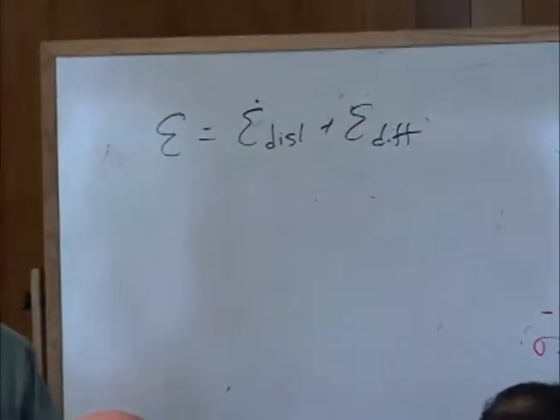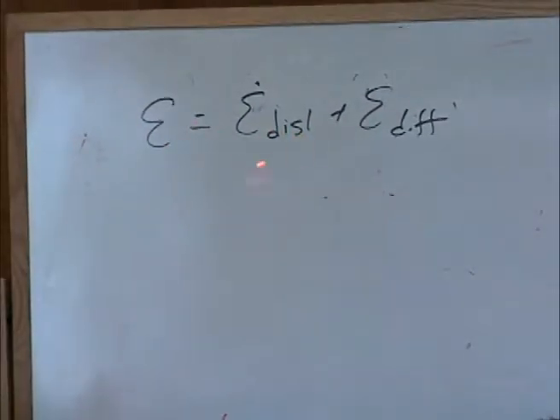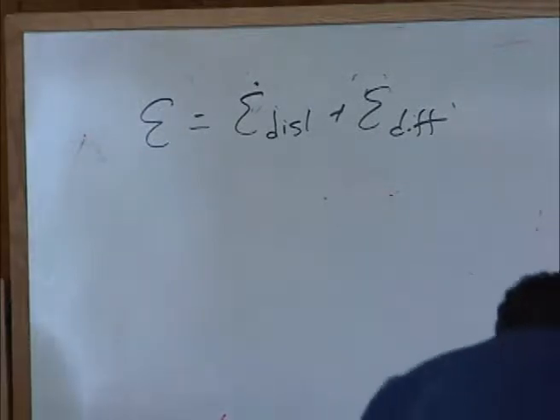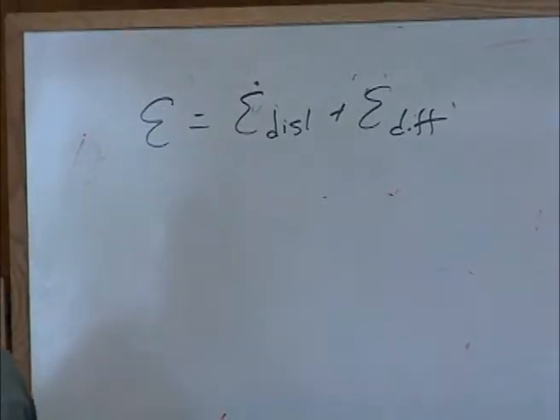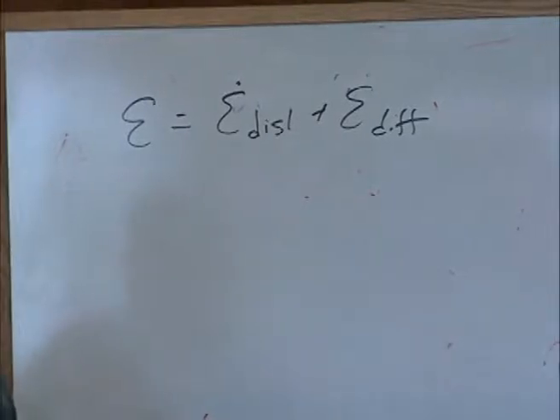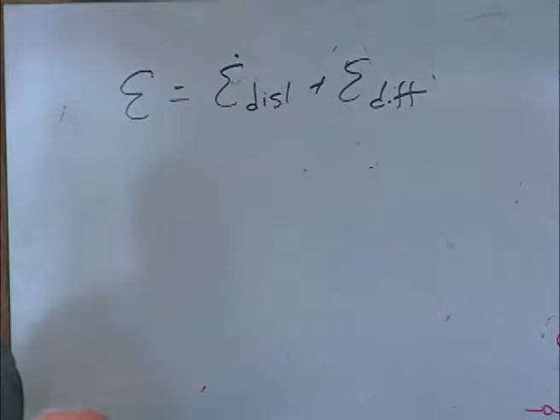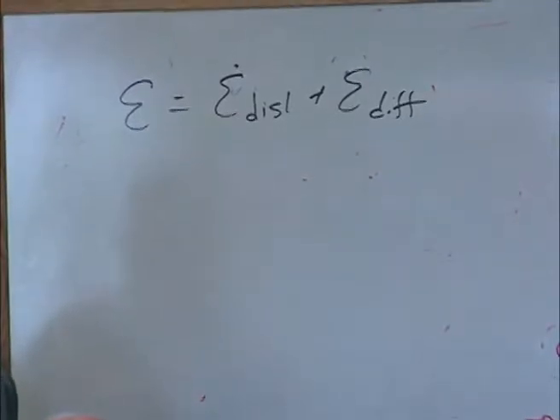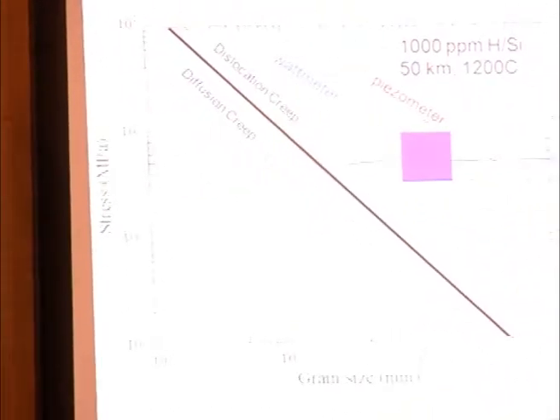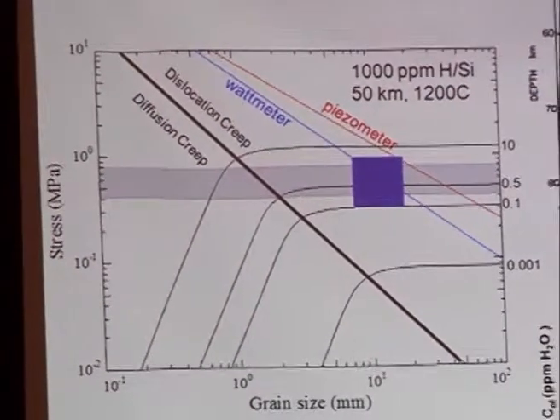The total strain rate is the sum of the dislocation creep and the diffusion creep flow laws. These curves show you the stress grain size contour for a constant strain rate. In this part of the plot you have a strong grain size dependence, and in this part you have no grain size dependence. This is dislocation creep, and this is diffusion creep. And you can see there's some curvature to it.